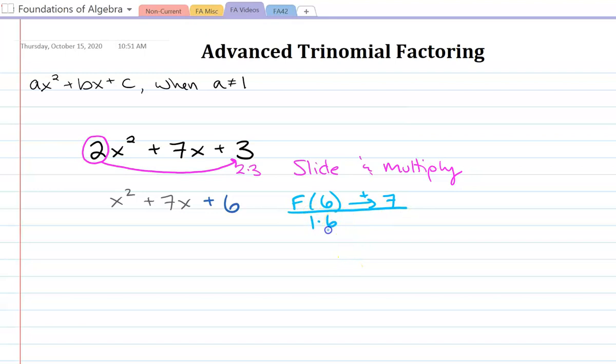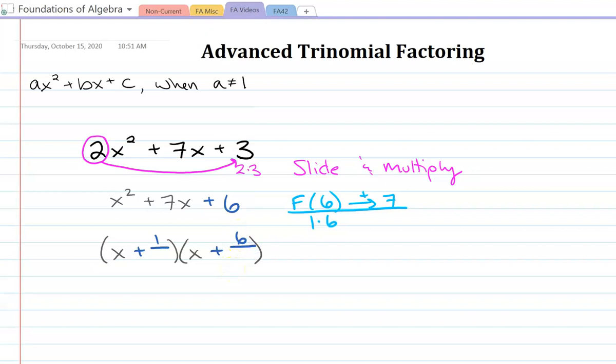Well, that would be 1 times 6. 1 plus 6 is 7. 1 times 6 is 6. So we put that into our form. So x plus 1, x plus 6.